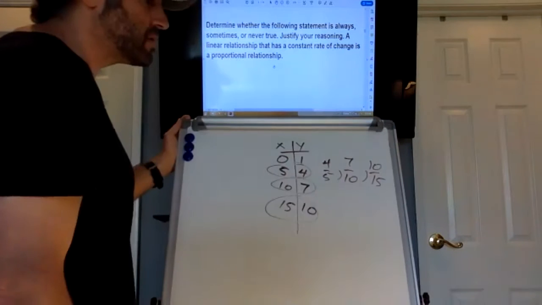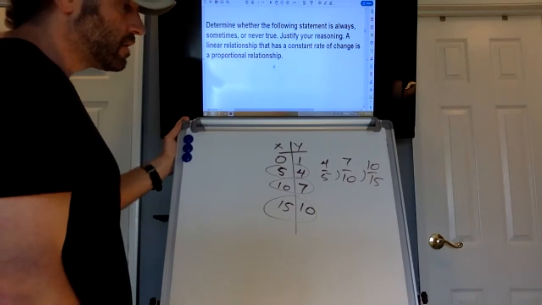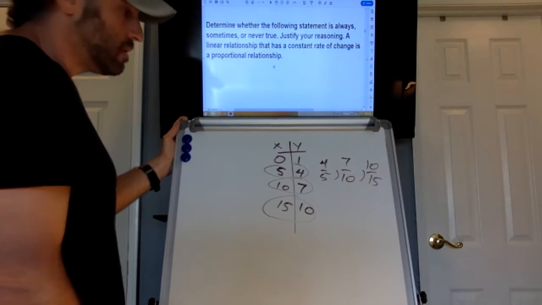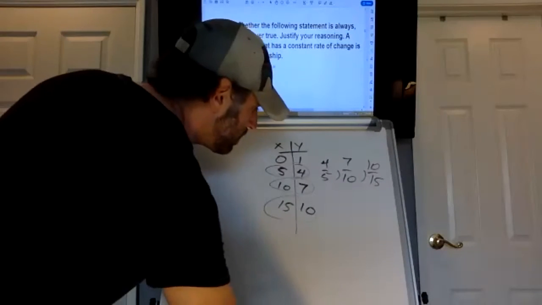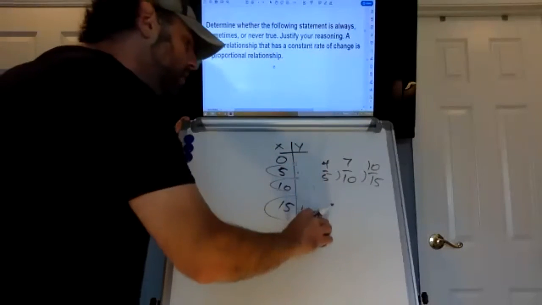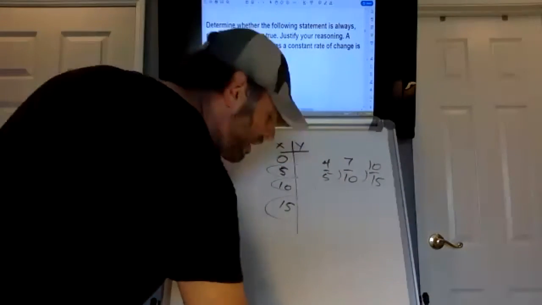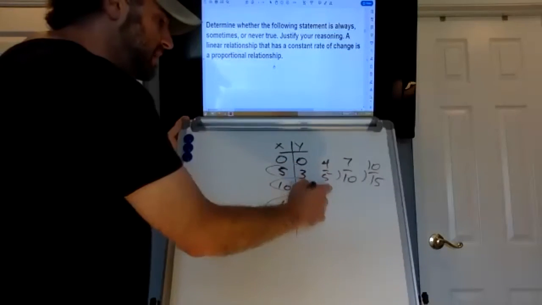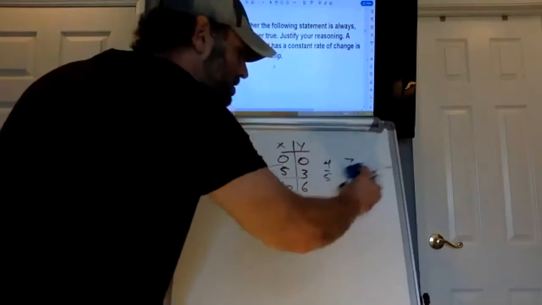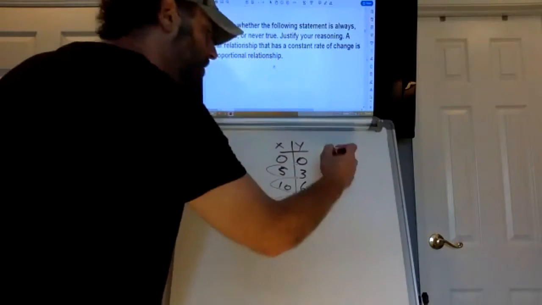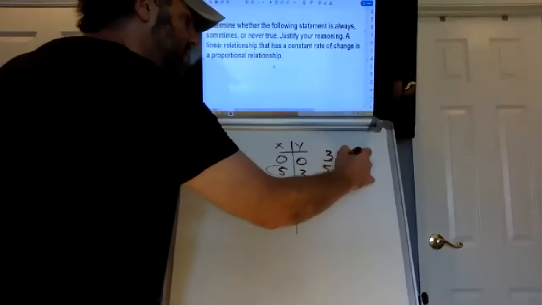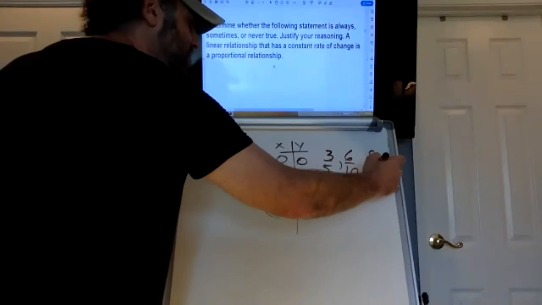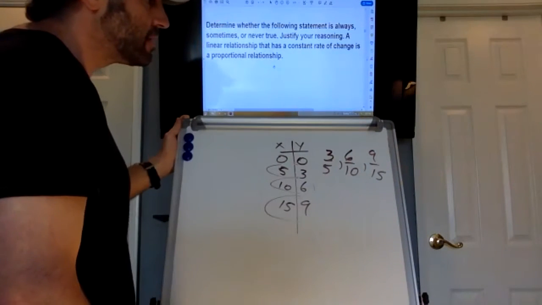Are any of those equal? No. So it's not proportional. Okay. Now, let's do the same experiment, but start at 0 and have the same change in y. There we go. Now change the y by 3. 3, 6, 9. Now let's look at your fractions. 3/5, 6/10, 9/15.